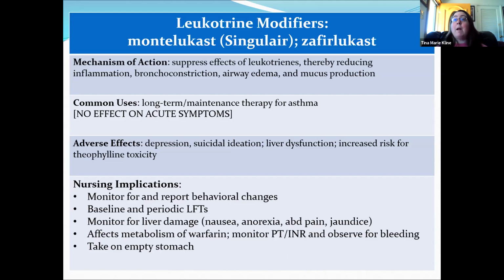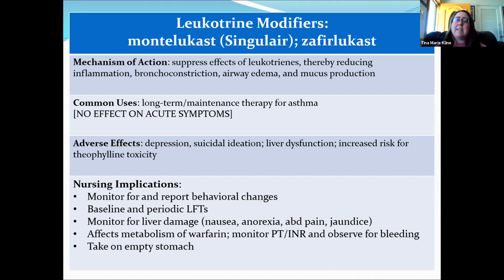So if you want to think about a priority critical point, these will not treat acute symptoms. And that is really important for you to teach your patient. If I'm having an acute asthma attack, my Singulair is not going to help me. So that's a big thing. That's a priority point.